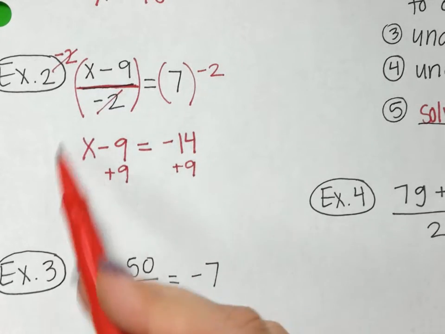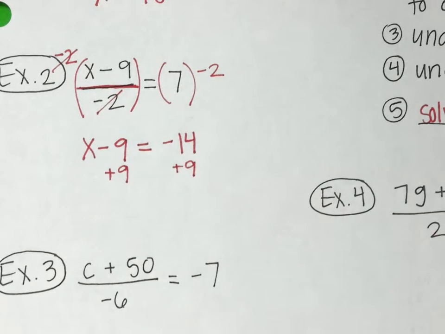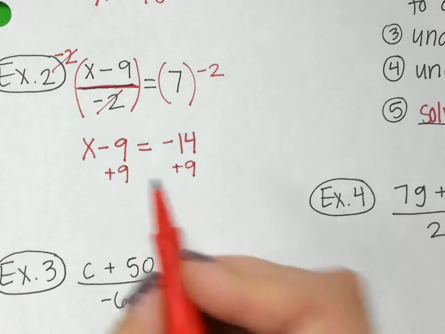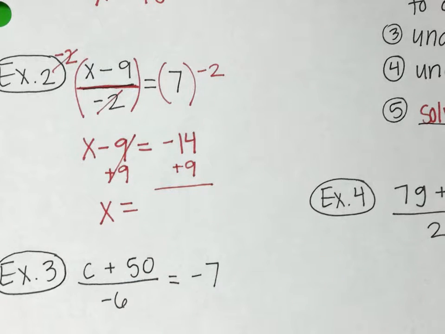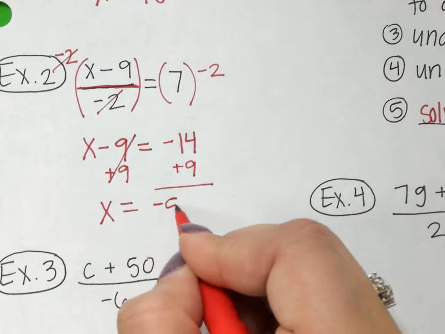My variables were already on opposite sides, right? So let's skip down to step number 3, which is to undo that subtraction. So by doing that, that leaves me with x equals negative 5.